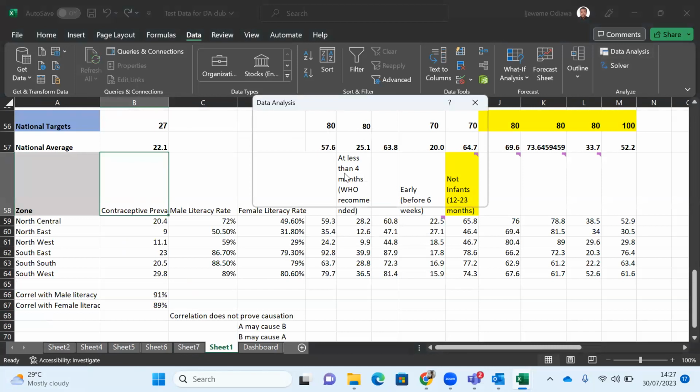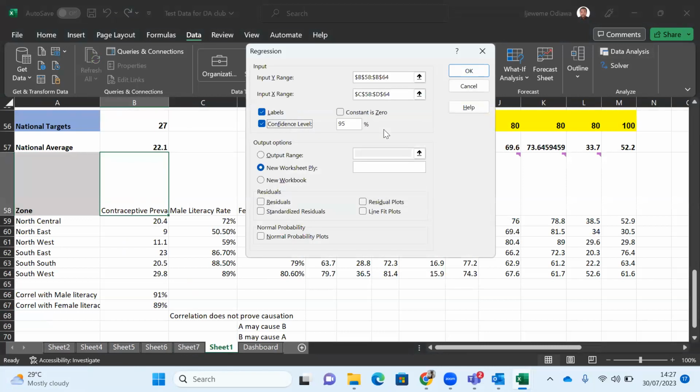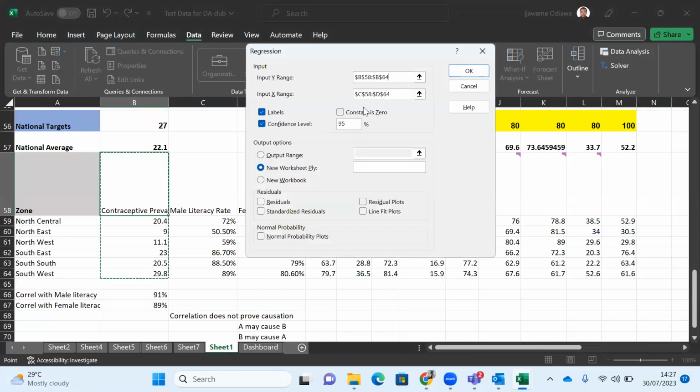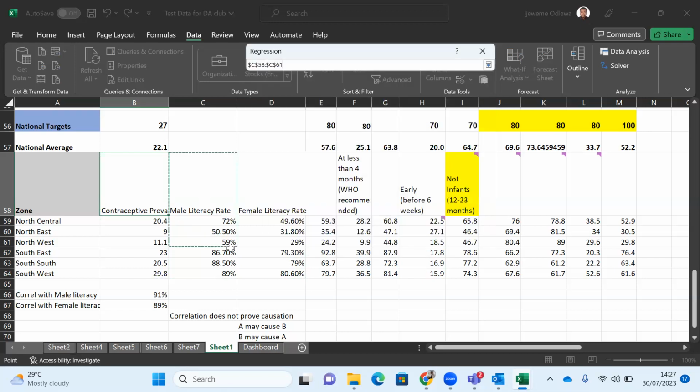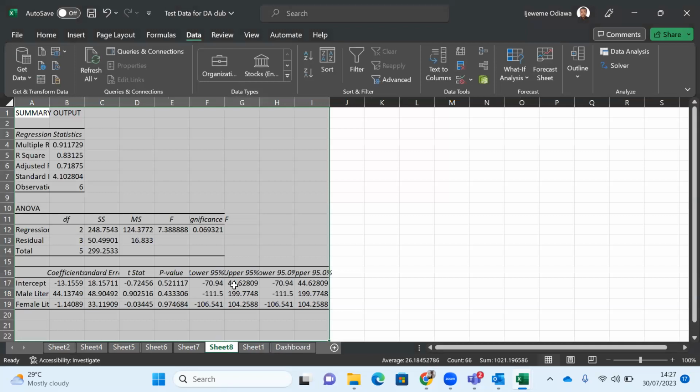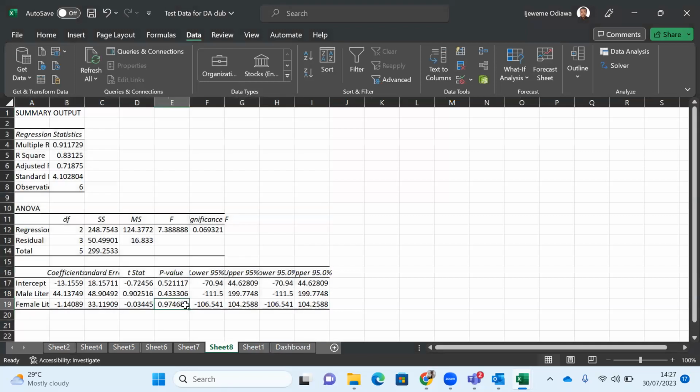Data analysis, regression. We pick these, right? And then this, we pick these. Right. And we press OK. Interesting. Okay. So it is.